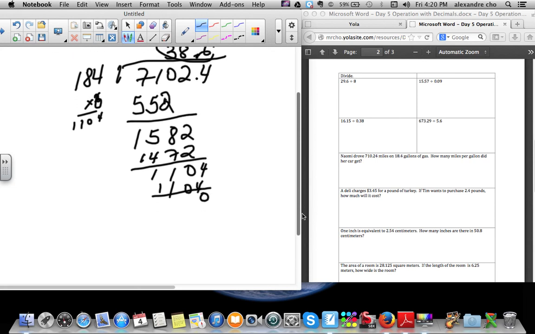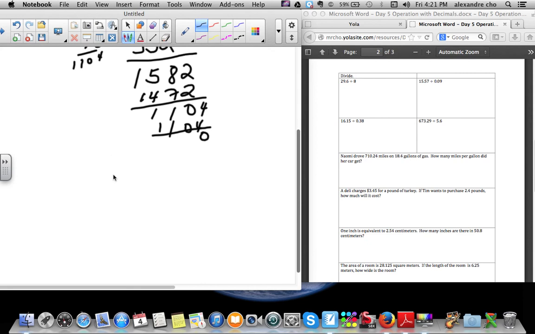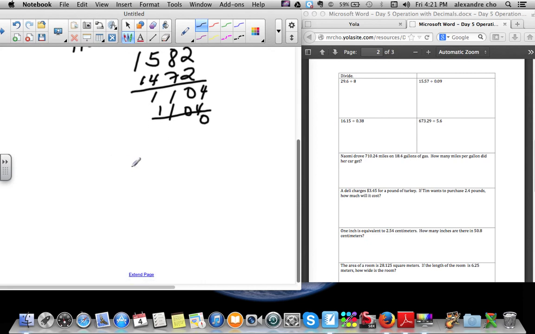The deli charges $3.45 for a pound of turkey. Tim wants to buy 2.4 pounds. How much will he owe? Well, 3.45 is 1 pound. We're going to multiply it by 2.4.